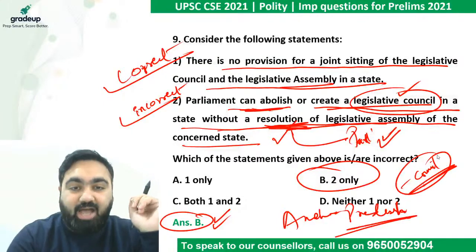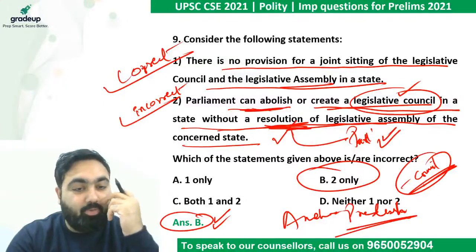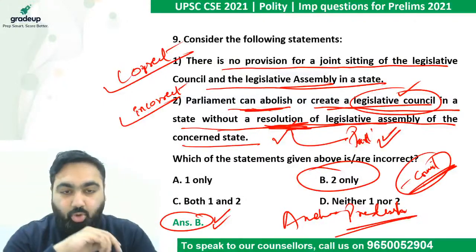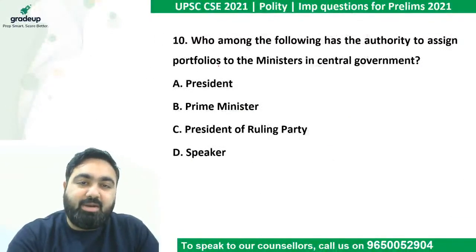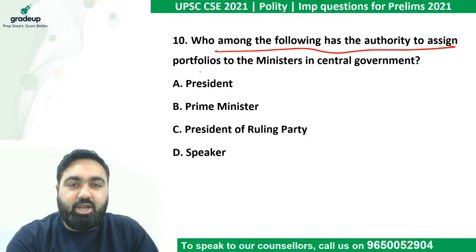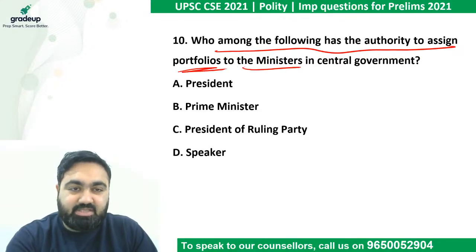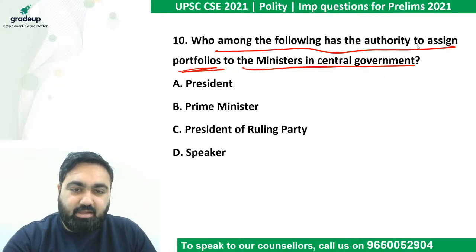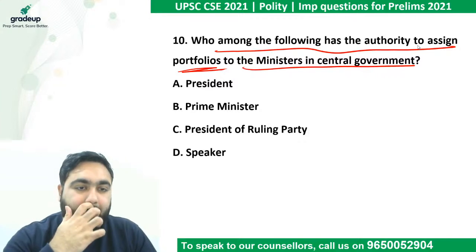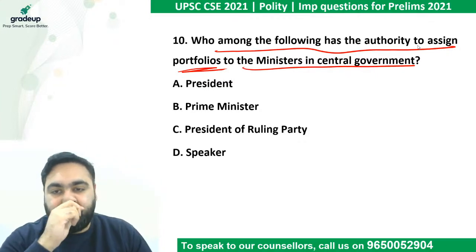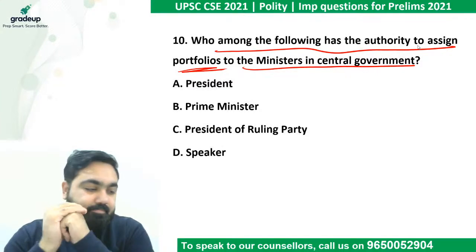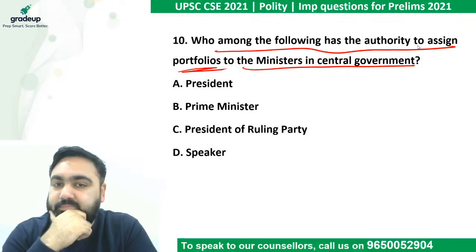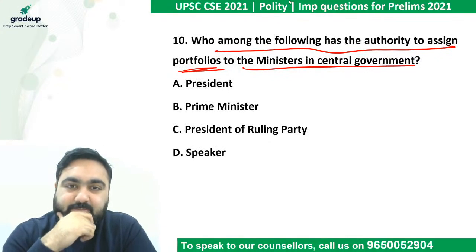Moving on to last question of the quiz. I hope all of you are ready and you are all keeping your score. Question number 10 is here. Who amongst the following has the authority to assign portfolios to the ministers in the central government? President, Prime Minister, the President of the ruling party, or the Speaker? Read it carefully and then answer.